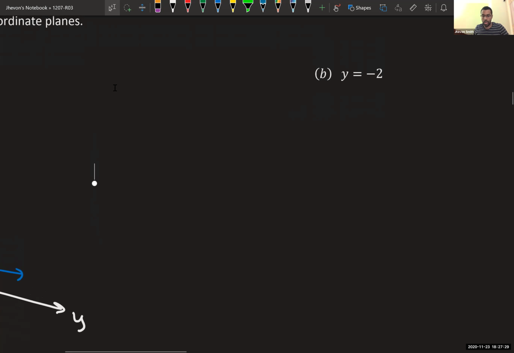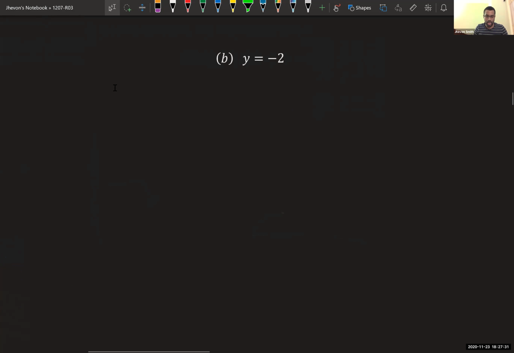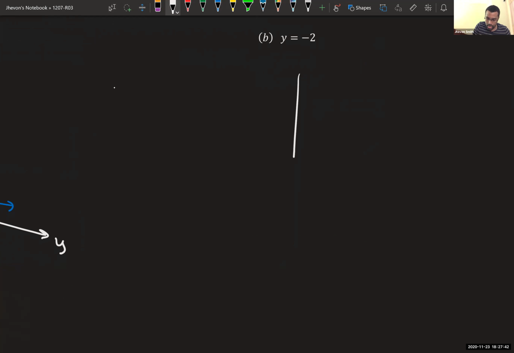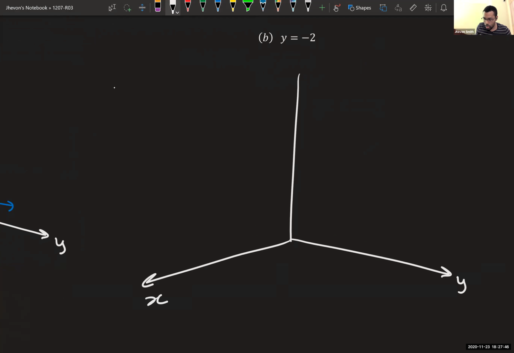Okay. y equals -2 has a very similar story. So again, we draw the axes here, still in blue. That's your x, that's your y, that's your z. Of course, the negative z keeps going down, negative x keeps going that way, negative y keeps going that way. Of course, y equals -2, that's going to be on the negative side. So -2 is over here.